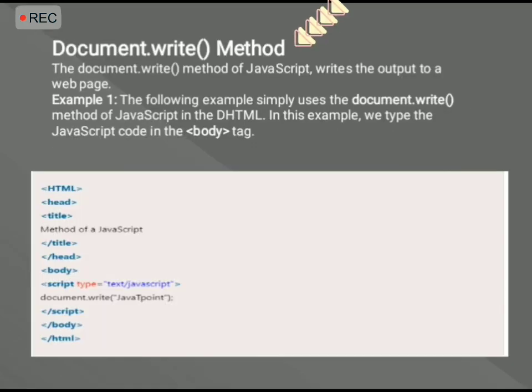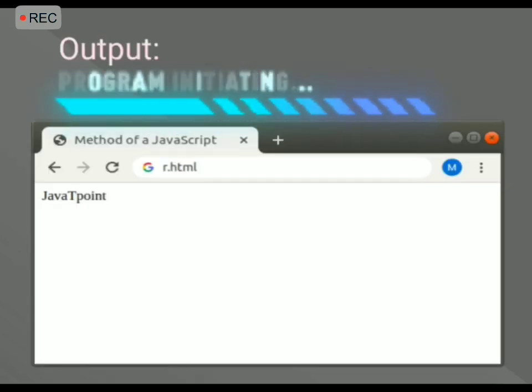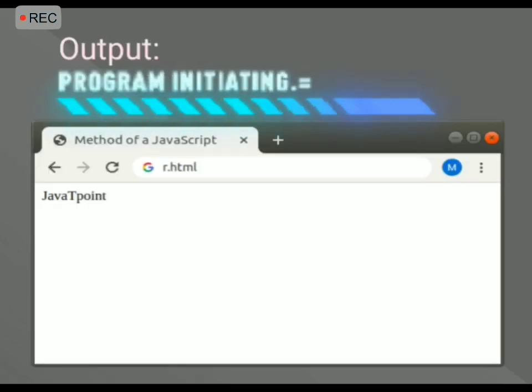Document.write() method. The document.write() method of JavaScript writes the output to a web page. Example. The following example simply uses the document.write() method of JavaScript in DHTML. In this example, we type the JavaScript code in the body tag. As you can see here, there's an example code using the document.write() method, and here is the output.